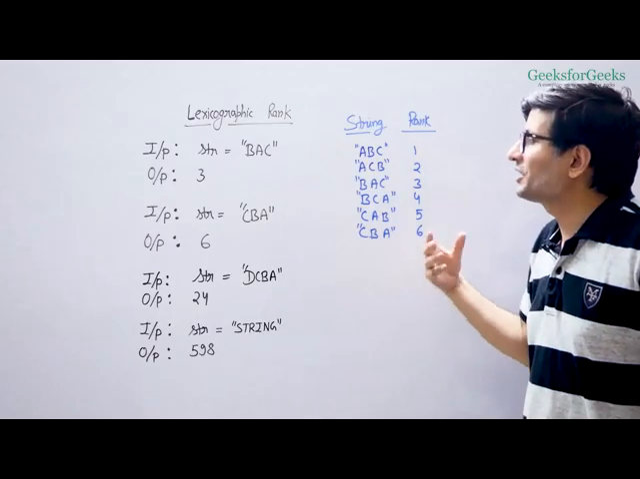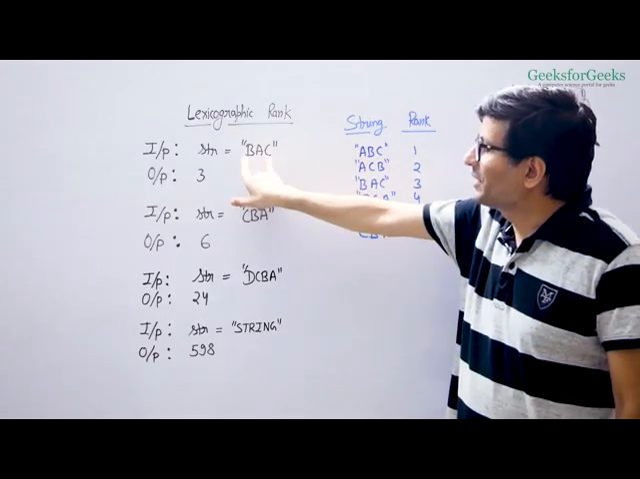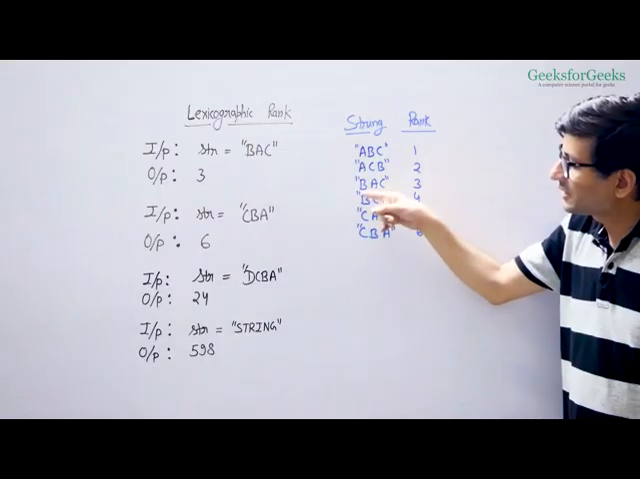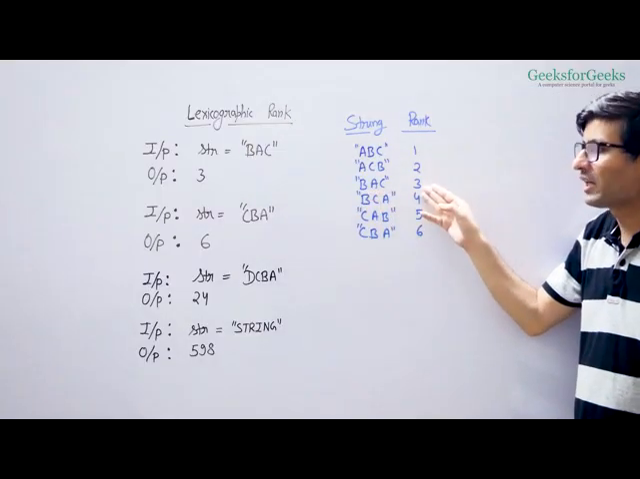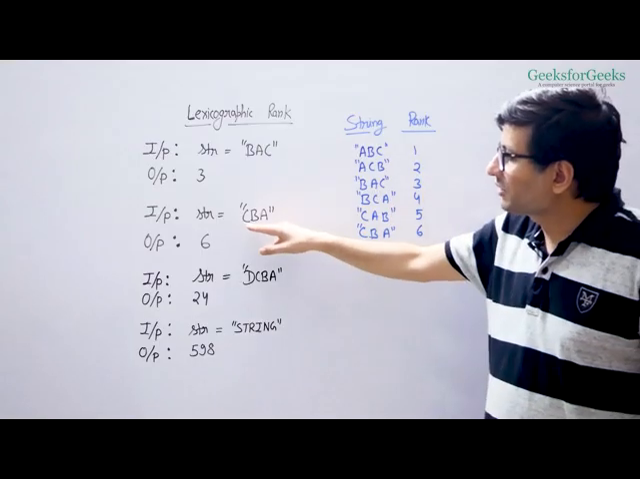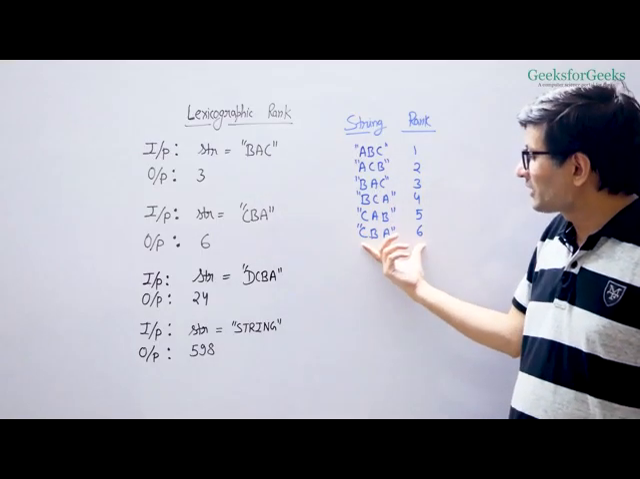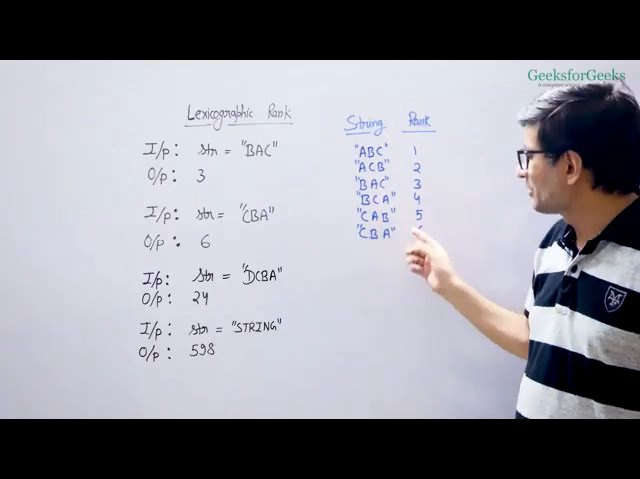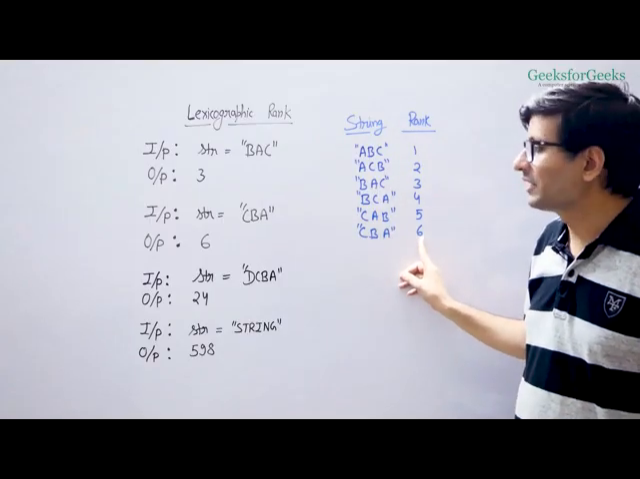Now we see where this string BAC fits in. BAC is at position number 3. That's why BAC's lexicographic rank is 3. Let's see the next input, CBA. CBA comes at the last position among all the permutations. So the lexicographic rank of CBA is 6.